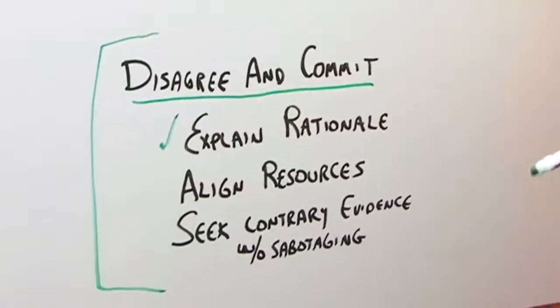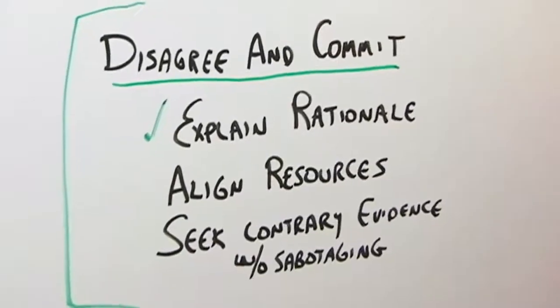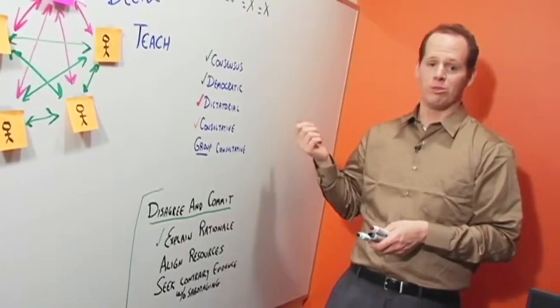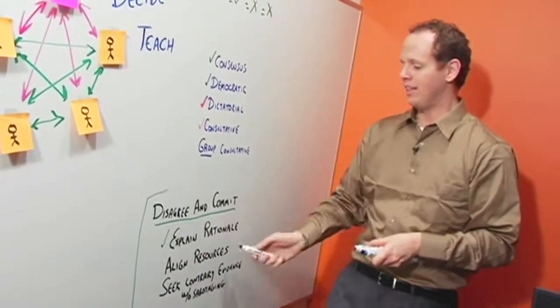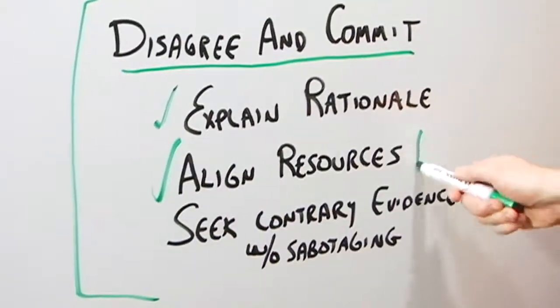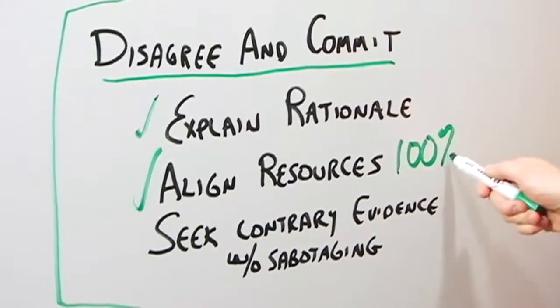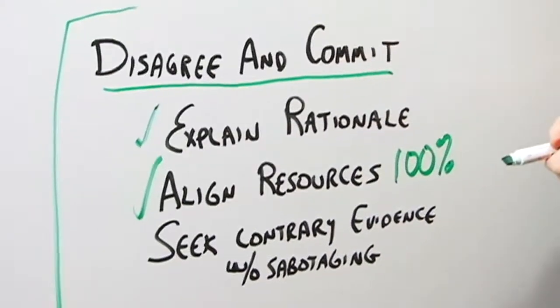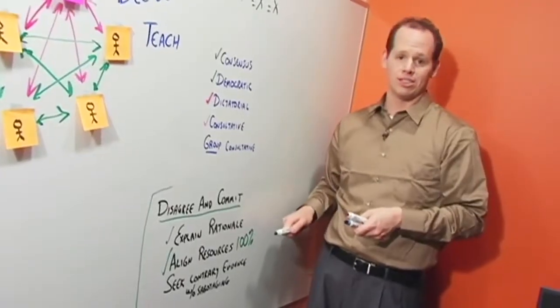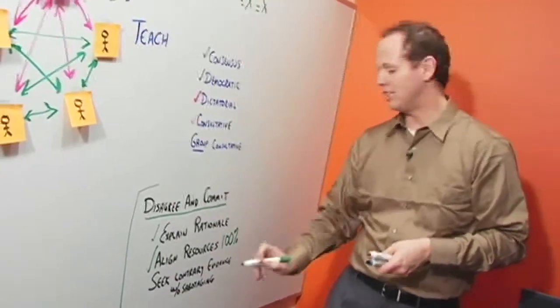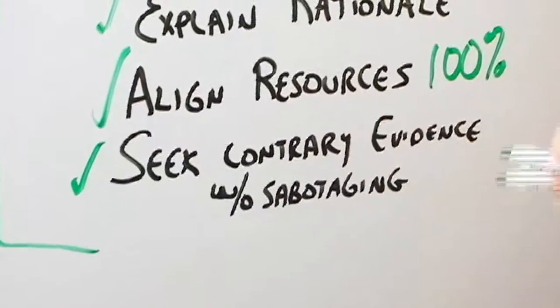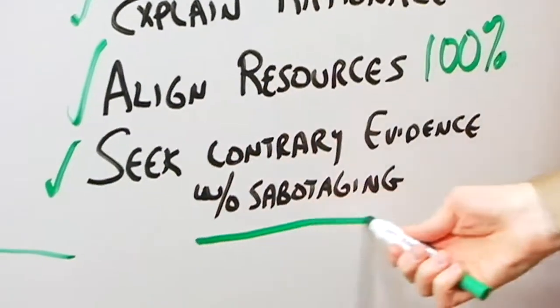First, they will explain the rationale of the decision when they talk about it to other people. They won't say, those dopey folks made this decision. They'll say, we made this decision, and here's why. The second thing is they will align their resources, and that's 100% compliance. Whether it's their own time, their groups, if they're managers, they will do what the decision requires 100%. The third thing, and this is a little strange, is they will continue to seek contrary evidence if they disagree, but without sabotaging the decision.